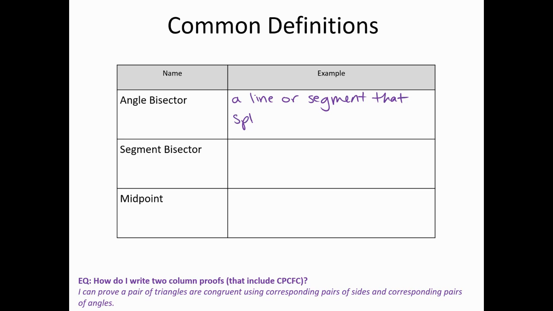that splits an angle into two congruent angles. Or you'll hear me refer to this as equal pieces. So an angle bisector is a line or a segment that splits an angle into two congruent angles, or two congruent or equal pieces. Then we have a segment bisector. This is still a line or a segment.